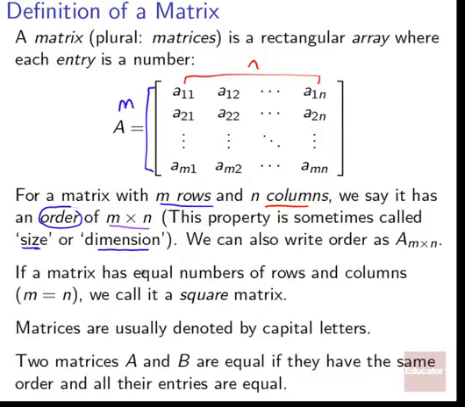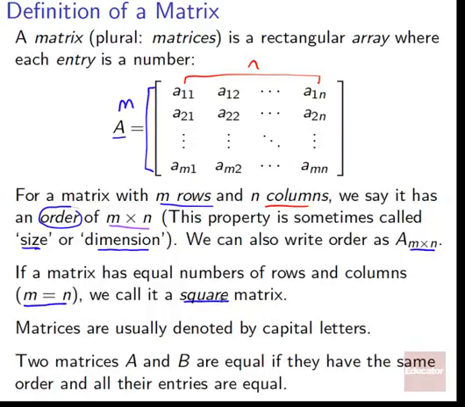We can also write order as A subscript M by N. So we write in a little part underneath it M by N. If we mainly want to talk about some specific matrix A, we can talk about A, but if we want to mention its order as we're talking about A, we can write its order down to the side in a subscript M by N. If a matrix has equal numbers of rows and columns, M is equal to N, we call it a square matrix because we've got a square object.